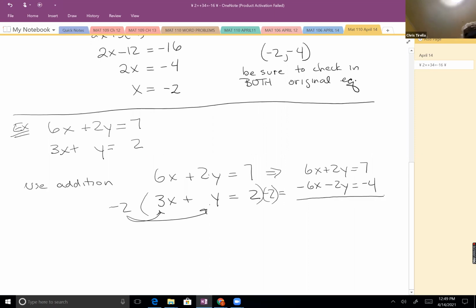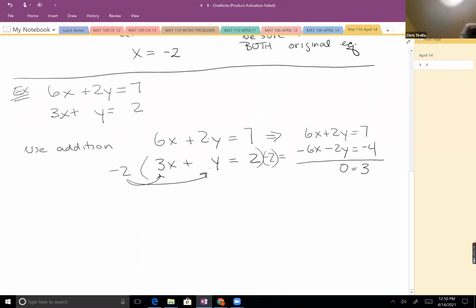To that point, is everybody comfortable with the decision to eliminate the y by multiplying by -2? When I do that, though, do you notice that the x coefficients are also opposites? 6x minus 6x is 0x. 2y minus 6y is 0. So what's left on this side is 0. And what's left on this side is 3. And so I've eliminated my variables, and I've got this equation 0 equals 3.